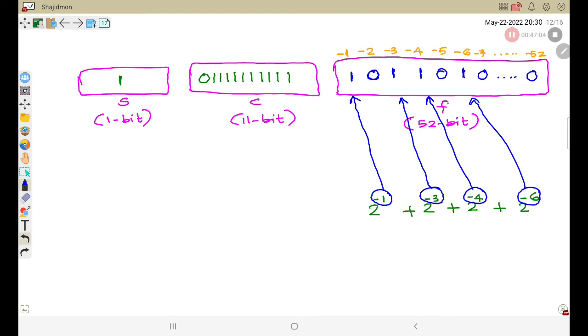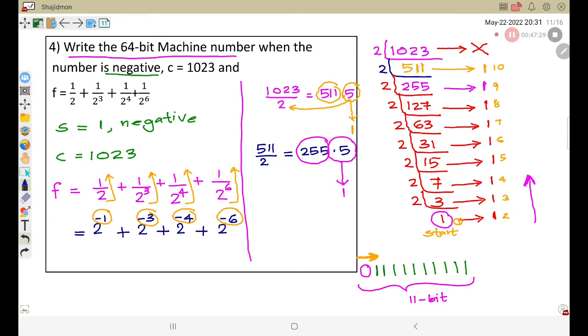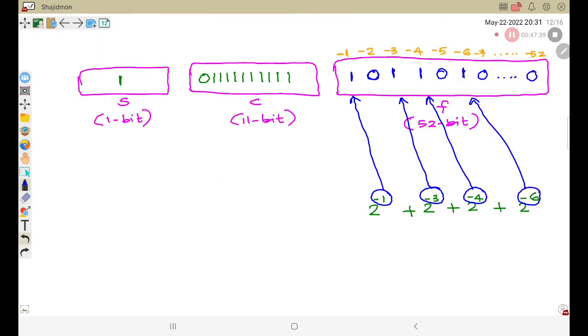So this is the idea for converting the fractional part. Only check the position. If that position is coming, put 1. If that position is not coming, we need to write 0. Okay, all other positions. So this is the 64-bit binary representation of that question. 1 bit, then 11 bit, then 52 bit, totally 64-bit representation. In this case the number is negative, C is 1023 and the F part. Okay, we changed everything into binary numbers. I hope you understood this question.